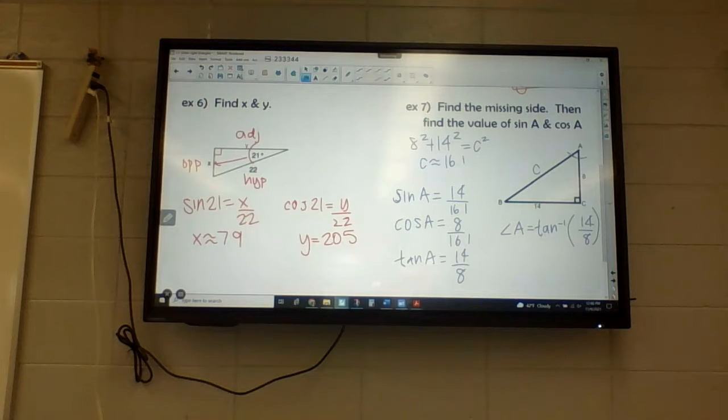So the opposite over adjacent is my tangent. We're going to do the inverse tangent. Again, you might have to hit the second button on your calculator, right above your little trig functions there. And I get like 60.3 degrees. Again, if you're getting something weird, probably something strange is going on in your calculator, so we can try and figure that out, so let me know.